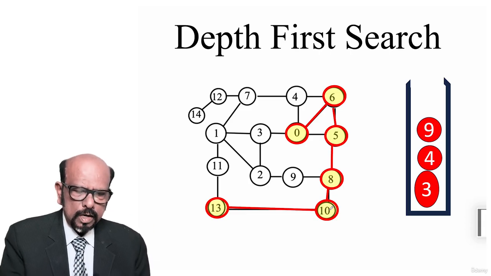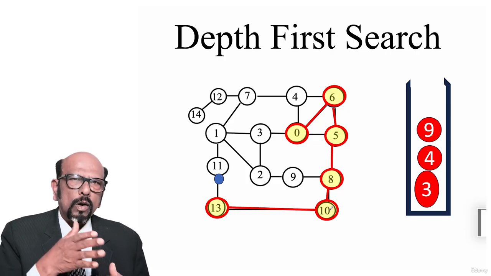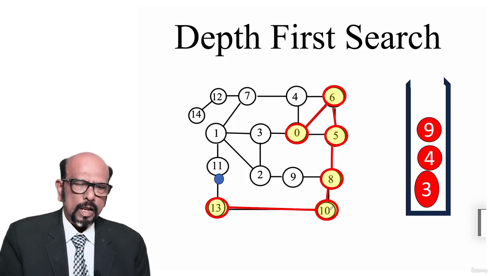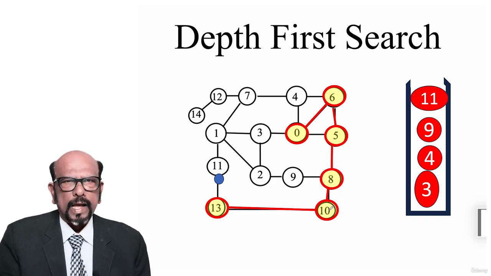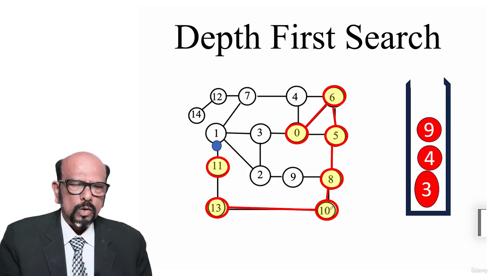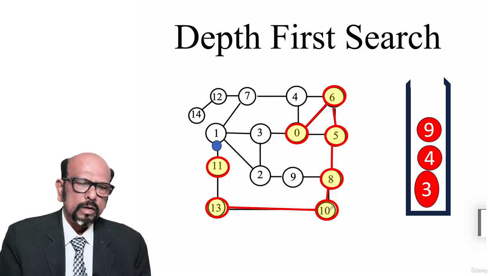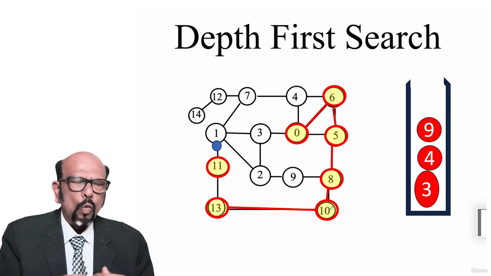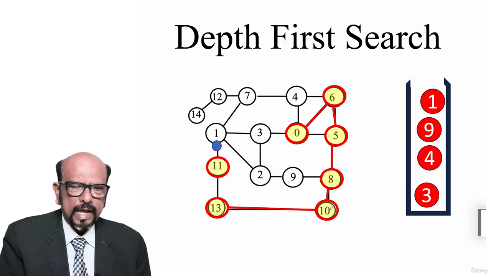For 13, 11 is a neighbor. So you are going deeper. From 13, you go to 11. Now keep 11 in the stack. Now pull out. 11 will come out. So we will do DFS of 11. For 11, 1 is the neighbor. So put 1 inside the stack.